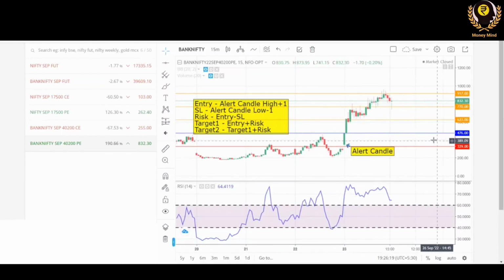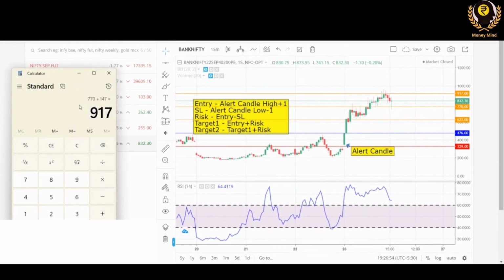We then reached our third target as well of 917, but the final 15-minute candle made a low of 741, but my trailing stop loss was at 770, so it got triggered and I exited. So I exited at 770. My entry was at 476.